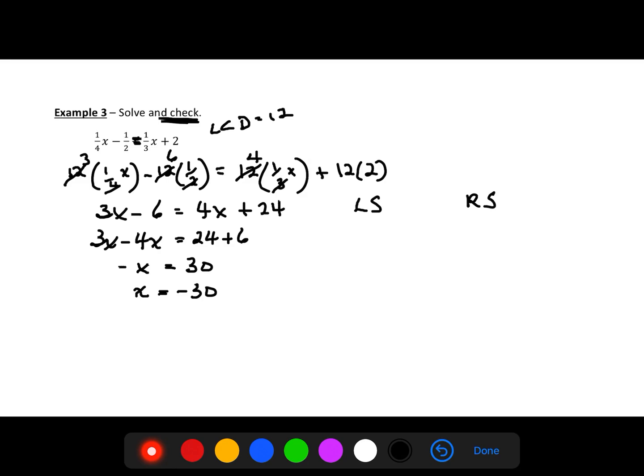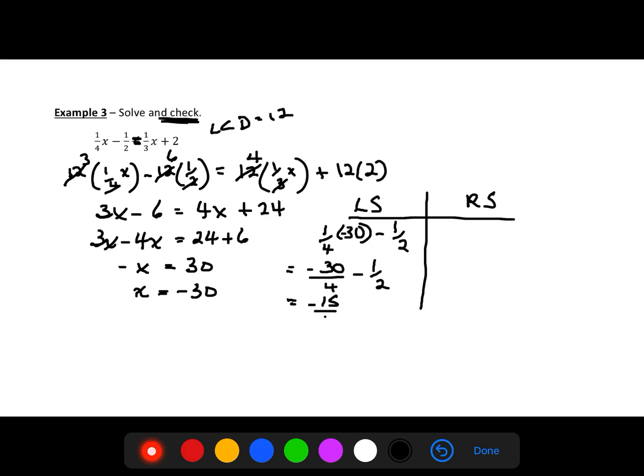So again, notice that our question asked us to check. So we have to do our left side, right side check first before we can state that we know that our solution is correct. So we're going to have 1/4 times -30 minus 1/2. And we're going to have -30 over 4 minus 1/2.